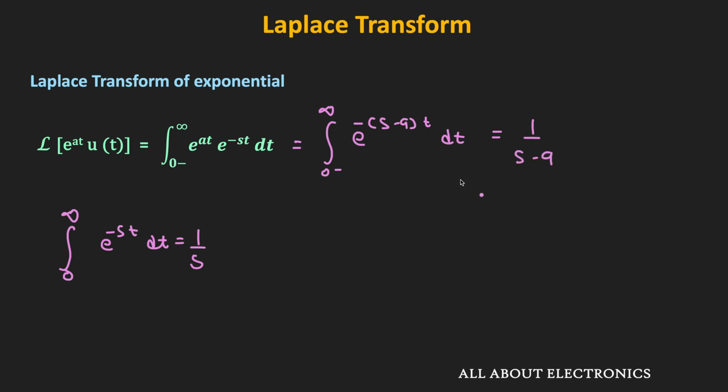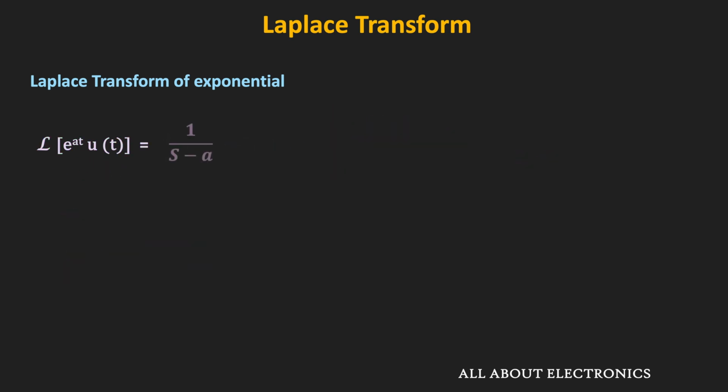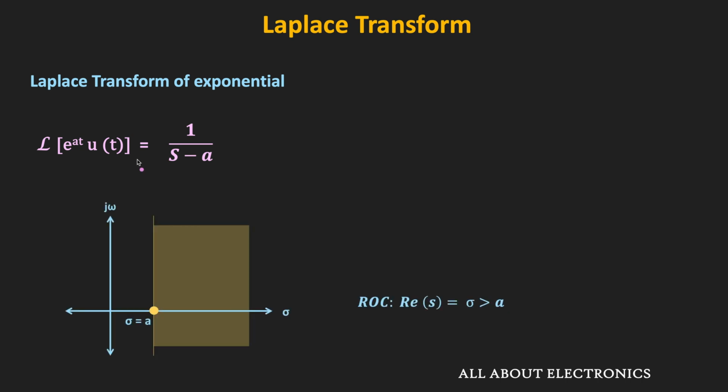So we can say that the Laplace transform of the function e to the power at times u of t is equal to 1 divided by s minus a. And for this function, the ROC is equal to sigma greater than a. That means for the given function, the integration converges when the real part of the s or the value of the sigma is greater than a. So in this way, we can find the Laplace transform of the exponential functions.